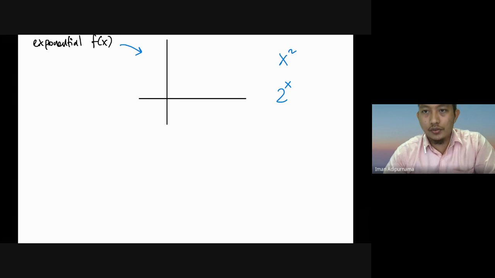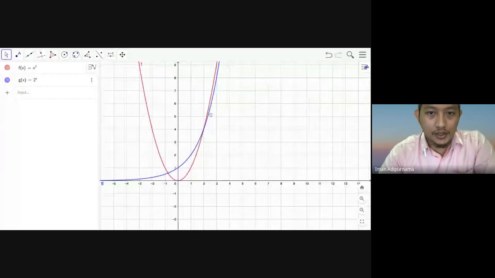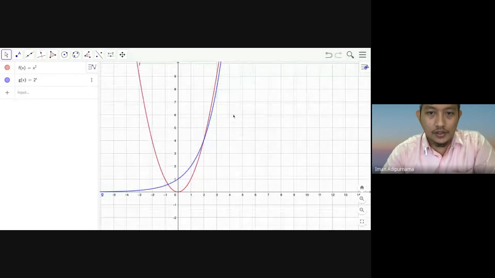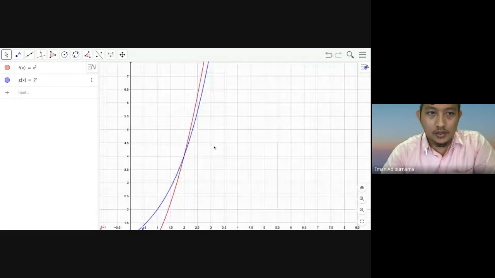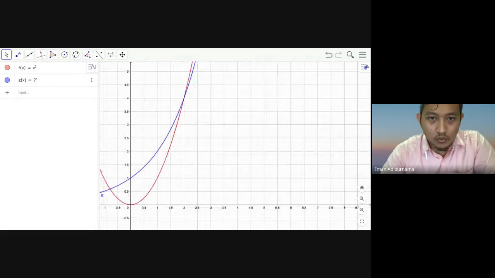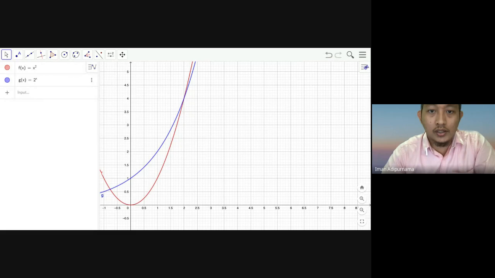I think we can go to GeoGebra first, just to show you the graph. Okay, let's consider. The graph in GeoGebra here, the red one is x squared, and the blue one is 2 to the power of x.